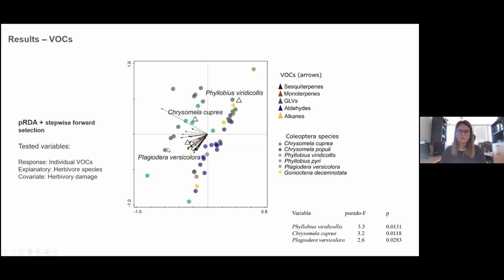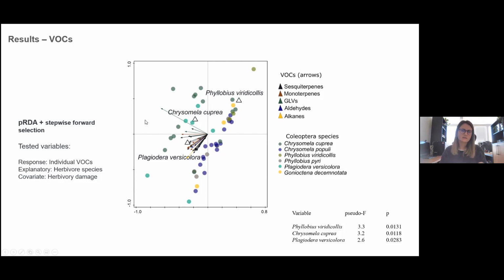But here we were interested mostly in focusing on herbivore identity to see this differentiation. So these three species, you can see there is Chrysomela cupri and Plagiodata versicolora. They are two specialized beetles, and they are eliciting the strongest responses, while Phyllobius viridicalis, which is a generalist beetle, is not so strongly correlated with any of the compounds.